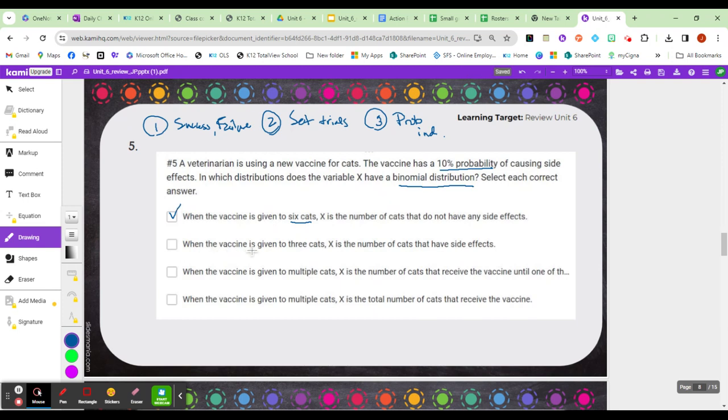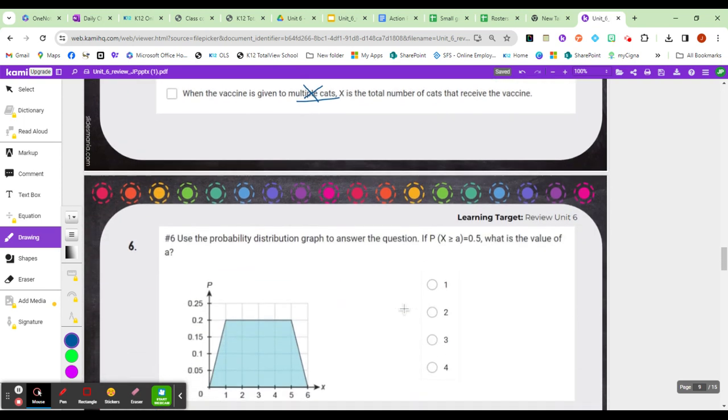The next one says when the vaccine is given to 3 cats, the trials are set. X is the number of cats that have the side effects. So success would be have it, failure would be not. That would be binomial distribution. When the vaccine is given to multiple cats, that's an automatic no. Doesn't tell you how many trials you have. And the last one, when the vaccine is given to multiple cats, again, we can just throw that one out. It has to tell you the number of trials. In this case, it would be the number of cats that we're trying the vaccine on.